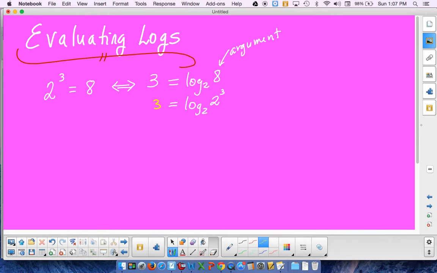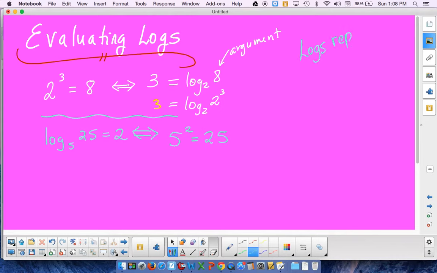Let me try one going the other direction just to make sure you've got it. What if I told you log base 5 of 25 equals 2, and you translate that into exponential form? If I go to exponential form, what's the base? 5. What's the exponent? Logs equal their exponents. And 5 squared equals 25. Is that true? Absolutely.